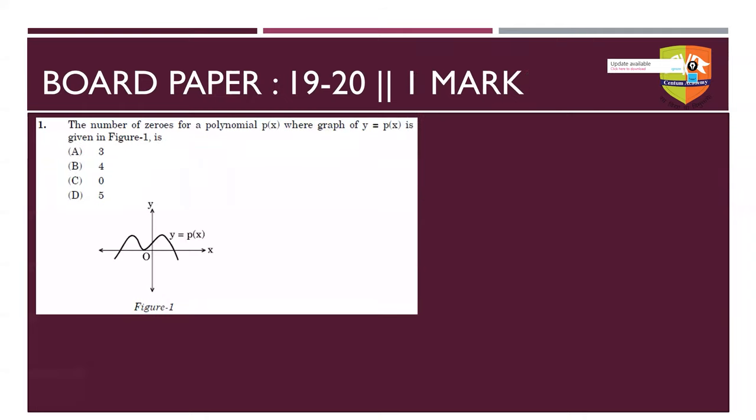Right, this one again, 1 mark. The number of zeros of a polynomial p(x) whose graph y is equal to p(x) is given in the figure is, how many zeros are there? Four. Now you got the point. This is where it is getting a little tricky. So what final answer will you write if such a thing happens? Since it is a subjective paper, you can still manage to write your assumption, right?